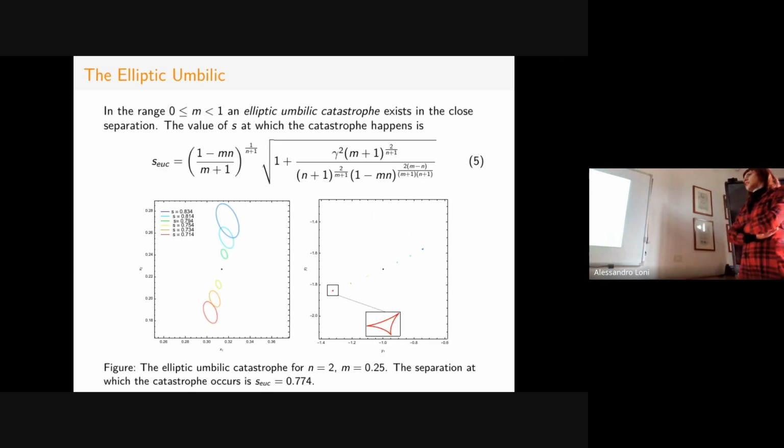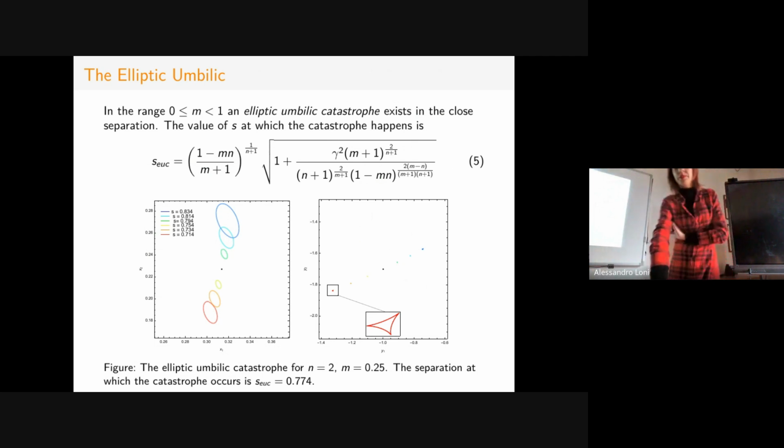So this is another, let's say, strange behavior, which is called the elliptic-umbilic catastrophe. And this catastrophe is present only when the range of the index is between 0 and 1. And we were able to recompute exactly the separation at which there is this catastrophe. And the behavior is the following. So we have the critical curves, they are becoming smaller, then there is the singularity, then they go up again. And the same is for the caustic.